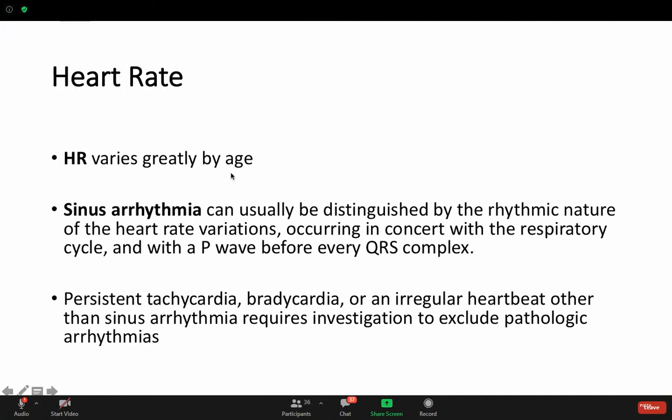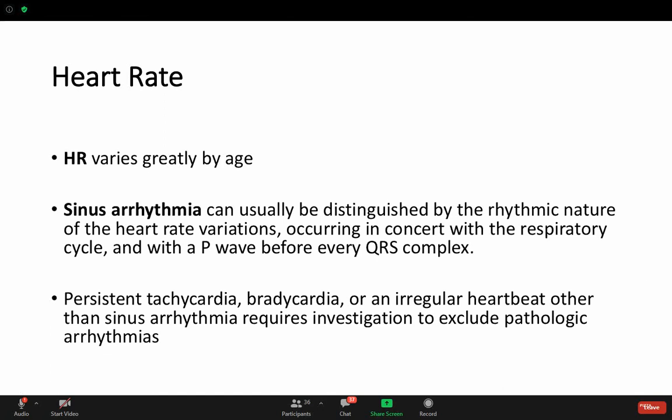الهارت ريت زي ما قلنا it varies with the age. شرحنا في المحاضرة الماضية الساينس أريثميا إنه الهارت ريت يتغير مع البريذينج. Once you inspire it will be quicker. Once you expire it will slow down. However, persistent tachycardia or bradycardia or any irregular heartbeat other than a sinus arrhythmia should prompt you to investigate to exclude the pathologic arrhythmias. فإذا شفت abnormally tachycardic ممكن تكون SVT. Abnormally bradycardic ممكن تكون prolonged QT syndrome أو congenital heart block.